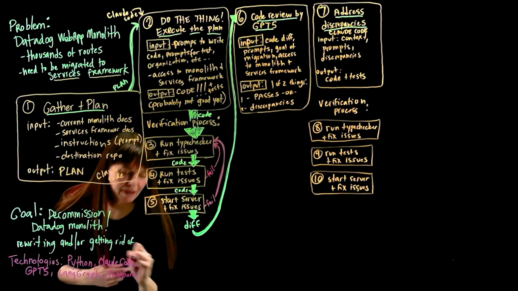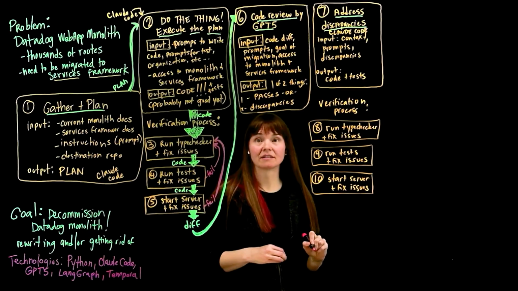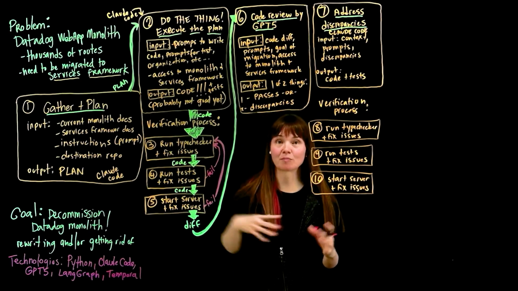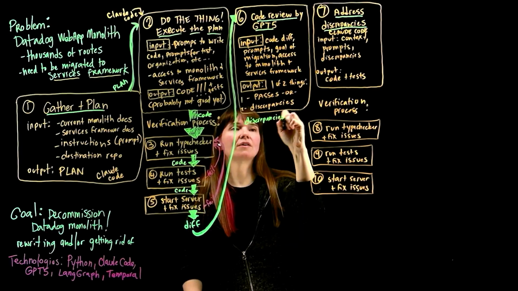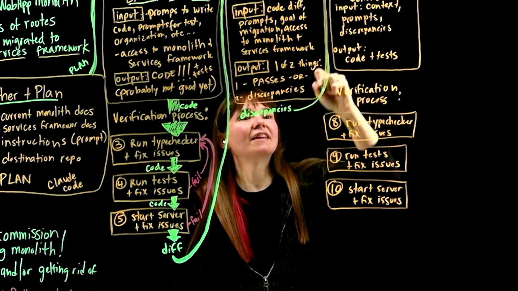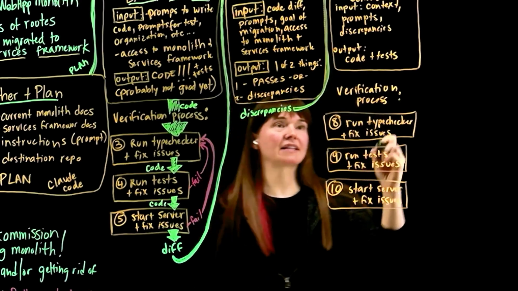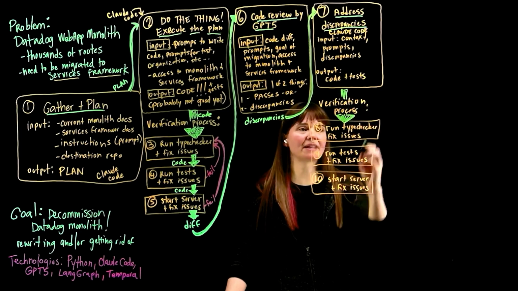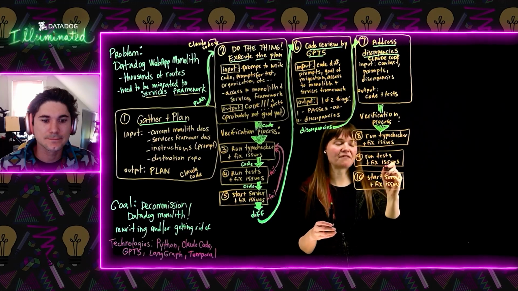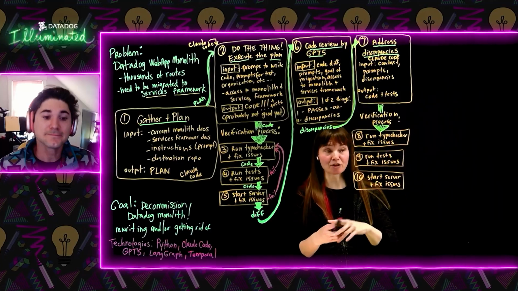So when you're talking about doing this at a large scale, where we have thousands of endpoints, that's when Temporal comes in. Our discrepancies go here to 7, and then we're in our same verification process. I guess that's a question, not a statement. I know it's the same 3 steps, but if run tests and fix issues fail, we're going to start back at type checker, presumably?